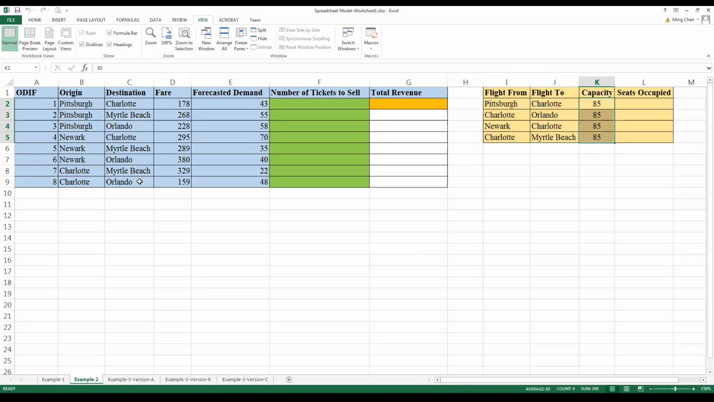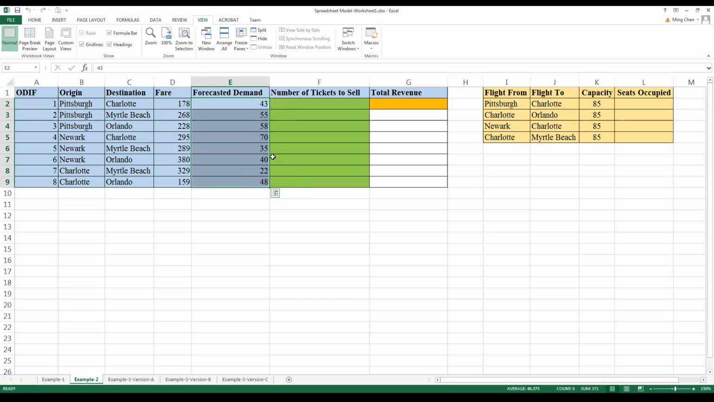These are the 8 different OD pairs, from origin to destination. This is the price. If you want to buy a ticket from Pittsburgh to Orlando, you pay $228. On the other hand, if you want to go from Charlotte to Myrtle Beach, you pay $329. So this is the price for different OD pairs. This is the forecast demand, okay? Forecast demand is how many people might be willing to buy a ticket, based on historical data.